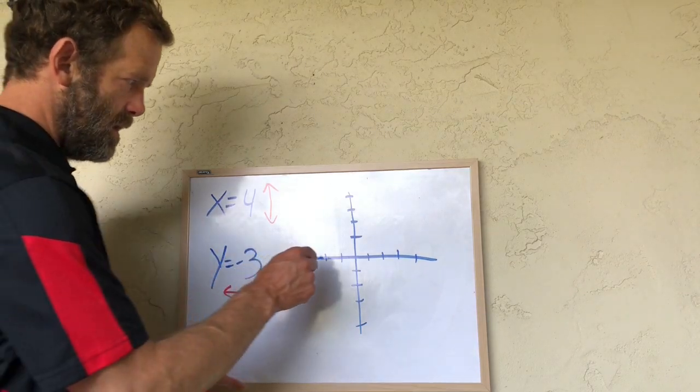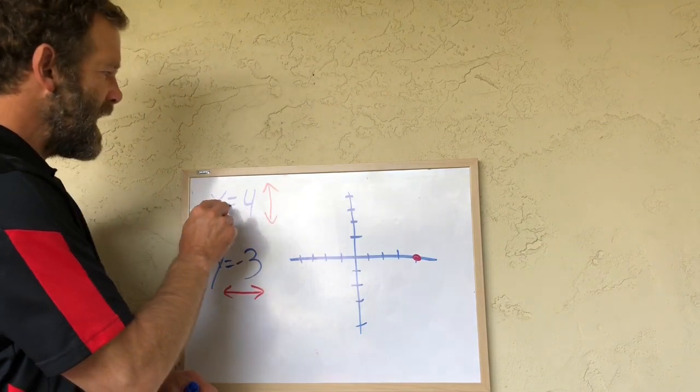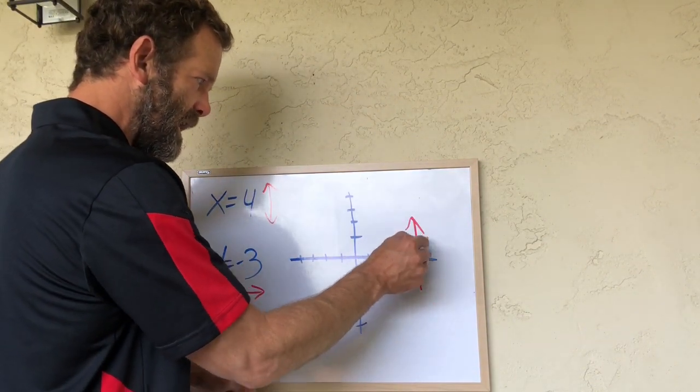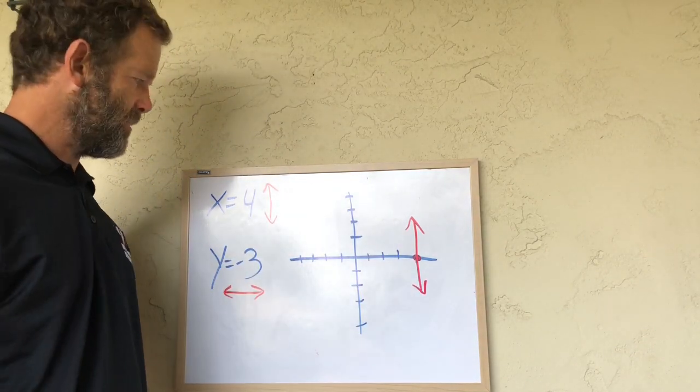X-axis at 4. Here's my x-axis. I'm going to go over 4. And x lines go straight up and down, so from the 4 goes straight up and down, and it's that simple. There's an x equals 4 graph.